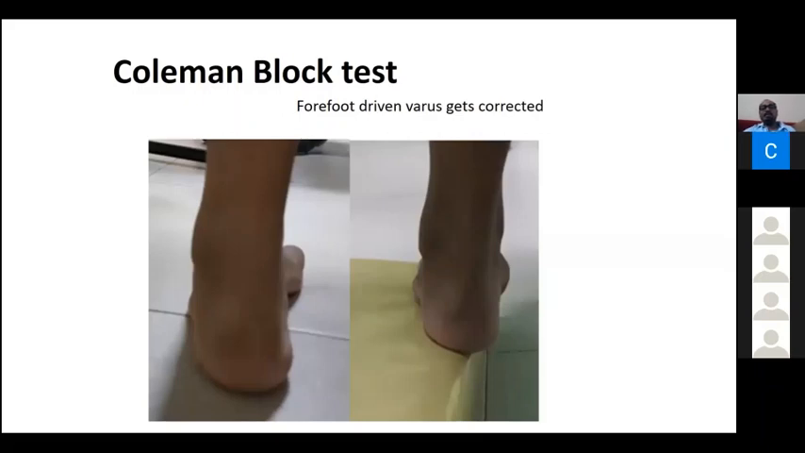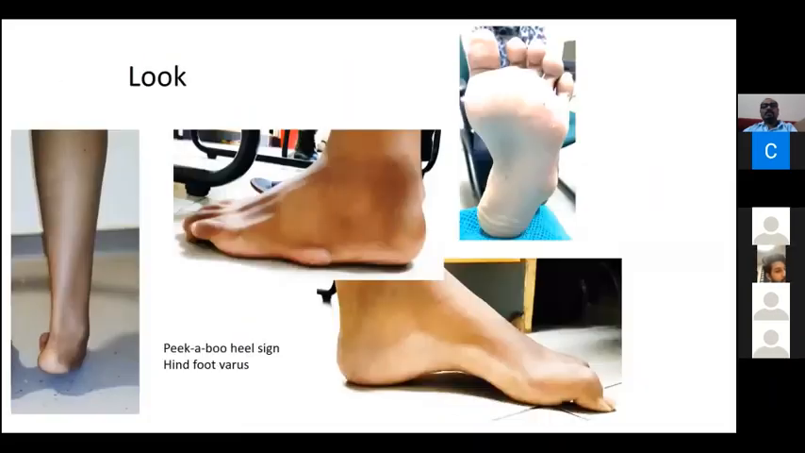So this is how it is. Normally you see here the varus is there, the peekaboo sign is there. When the block has been put and the first metatarsal is allowed to dip, the varus disappears. So the hindfoot varus disappears because you have allowed the first metatarsal to dip. That is called a forefoot-driven varus. Understand? Yes, sir. So these are the things you should know about a cavovarus foot.